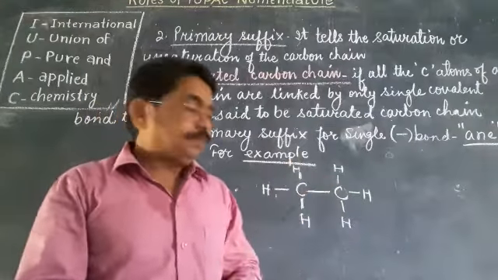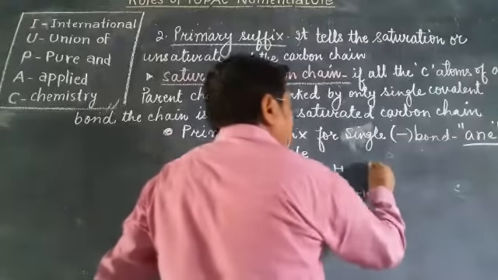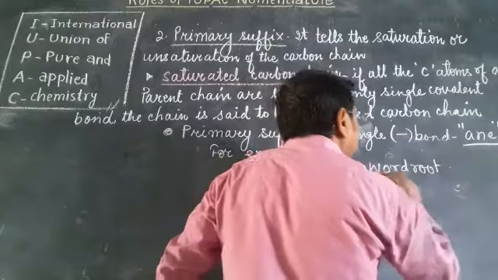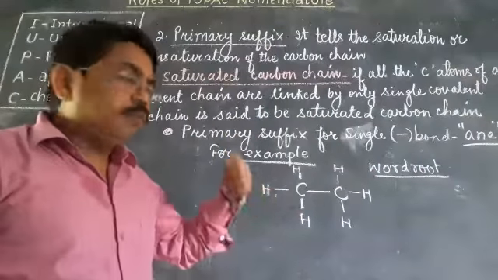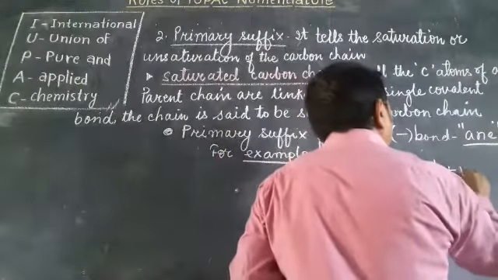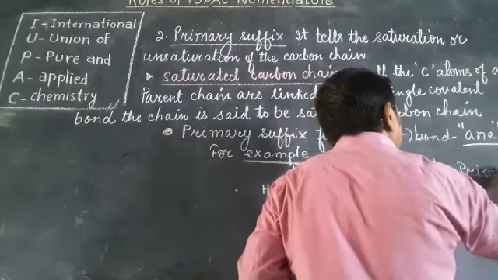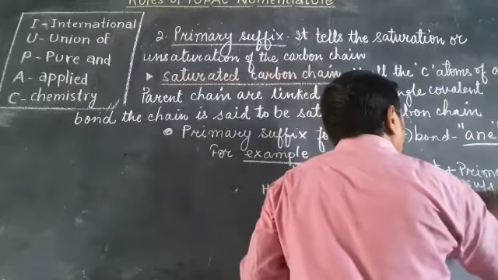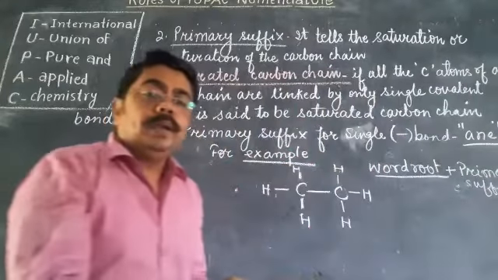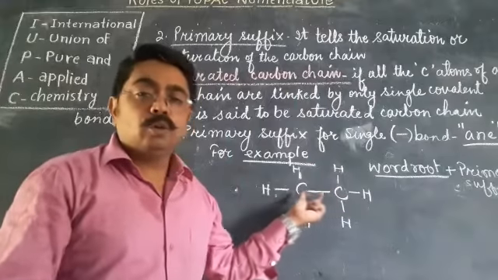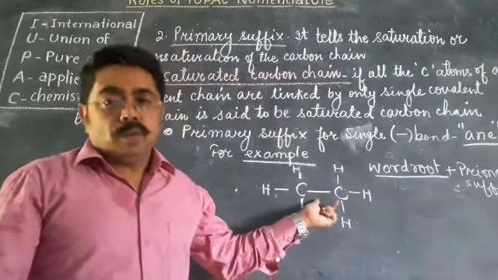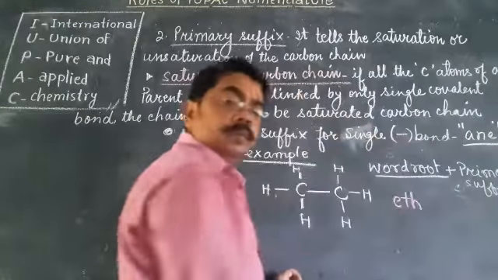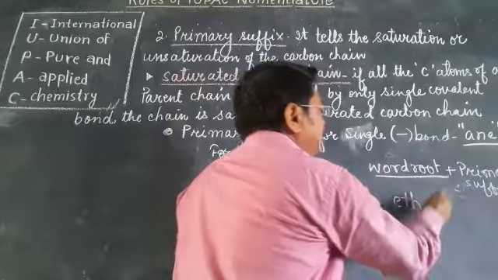According to this system, first, what will be written? Word root. That will tell you how many carbon atoms are present in the chain, and after the word root comes the primary suffix. So now see what will be the name. How many carbon atoms are there? 2. For 2 carbon atoms, the word root is ETH, plus primary suffix.